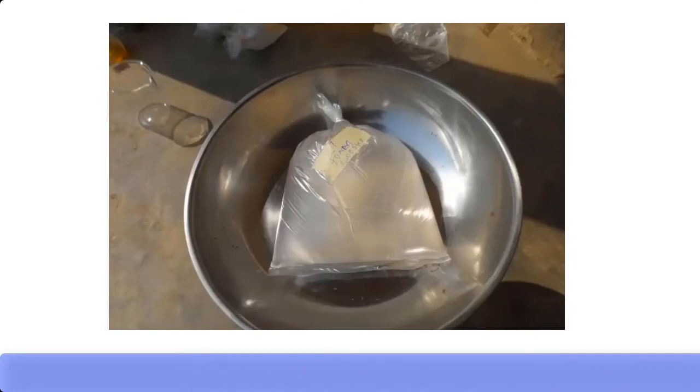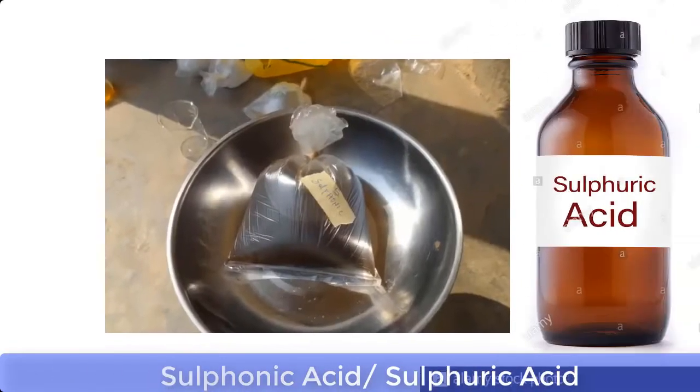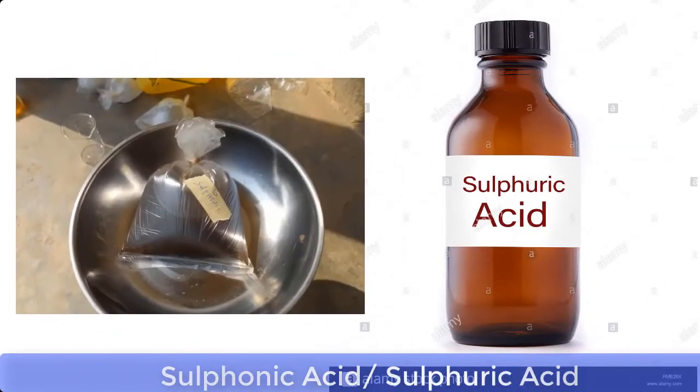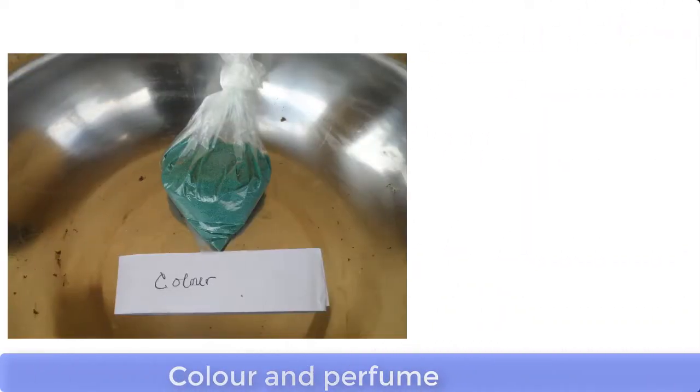But there's one point I want to make very clear here. Sulphonic acid is not the same thing as sulphuric acid. Sulphonic acid has a honey-like appearance and is very mild, but sulphuric acid is a transparent, odorless liquid, very dangerous if concentrated. Make sure you get sulphonic acid and not sulphuric acid, and do not even use sulphuric acid in place of sulphonic acid. The fifth chemical is color and the sixth chemical is perfume.